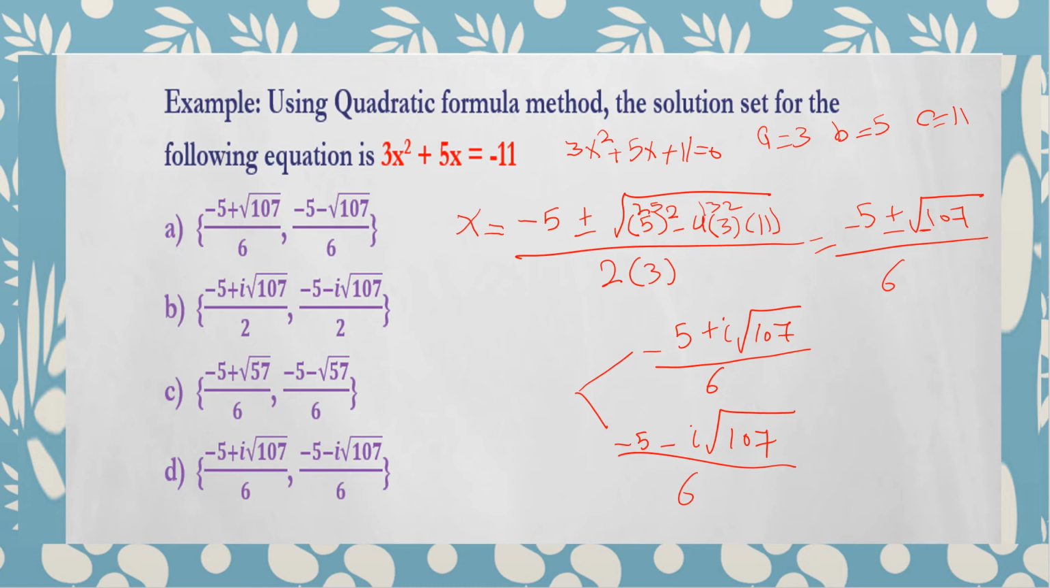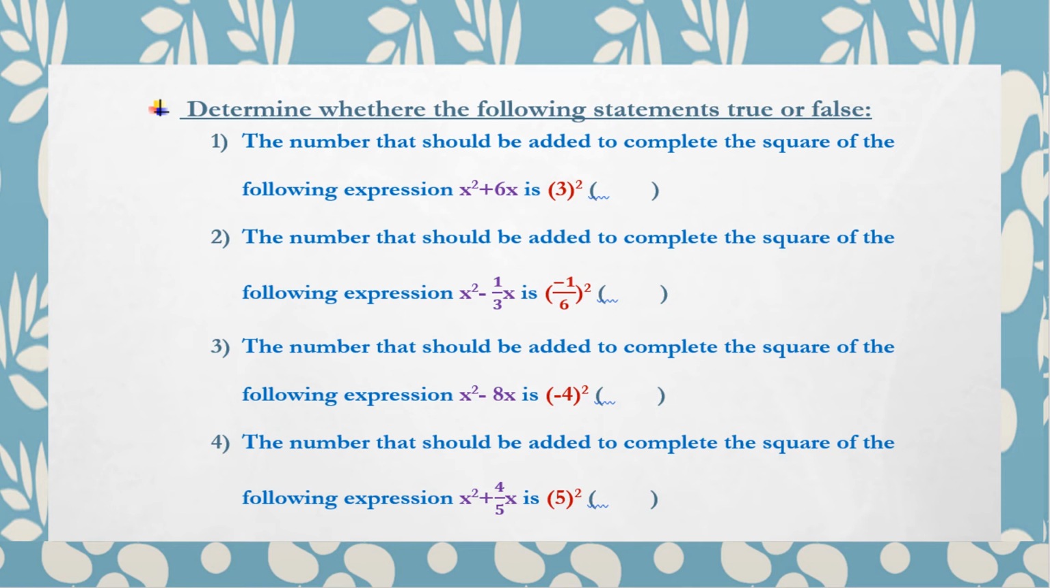As in this solution, we get a negative discriminant under the radical, and this means we would have another question. Determine whether the following statements are true or false.